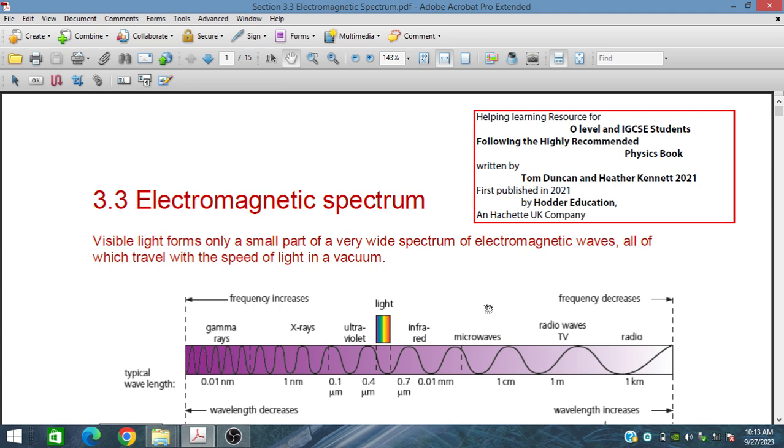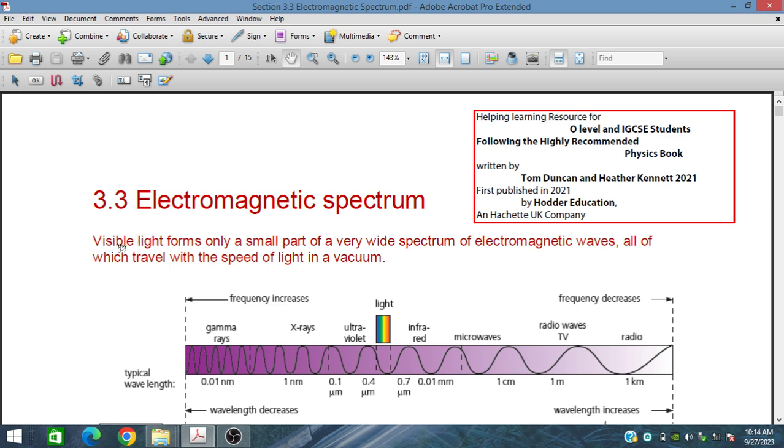Bismillah Rahman Rahim. In this session, we will discuss the electromagnetic spectrum from O-level physics. This book is written by Tom Duncan and Heather Kennett and published by Hodder Education.